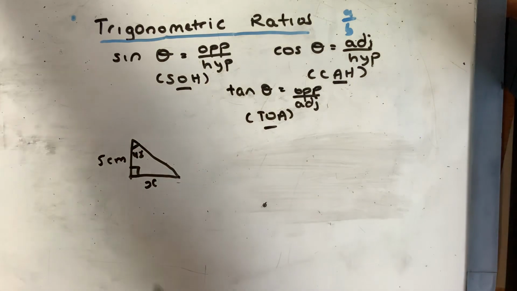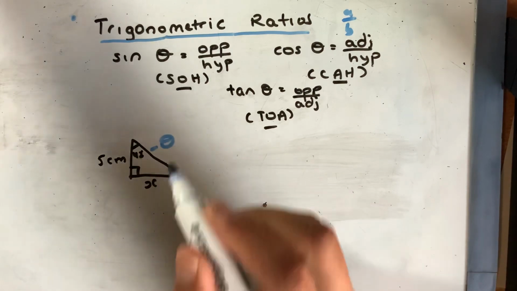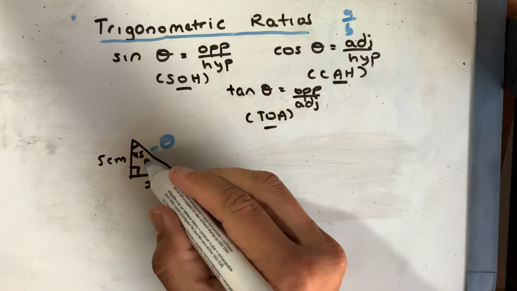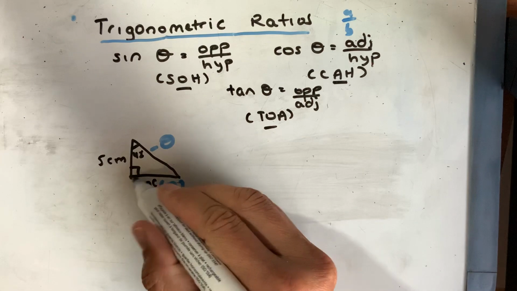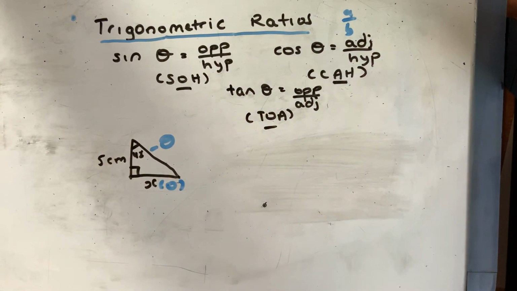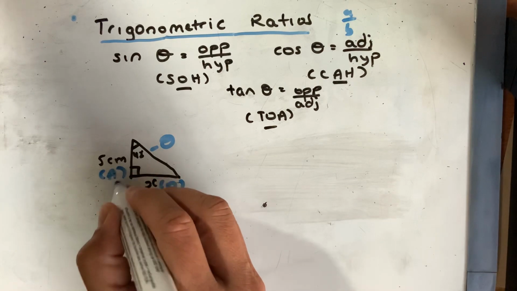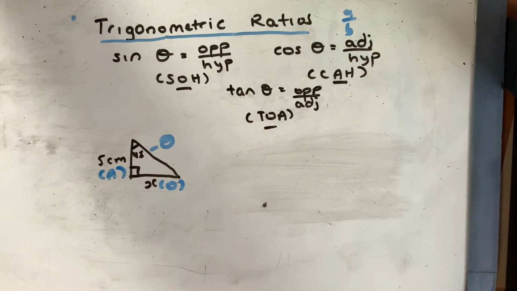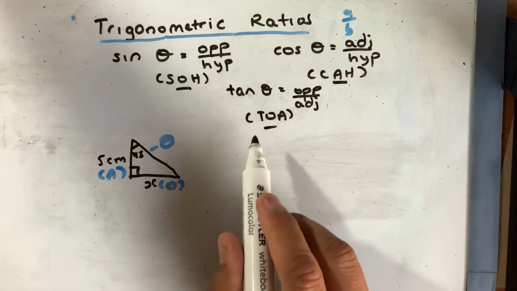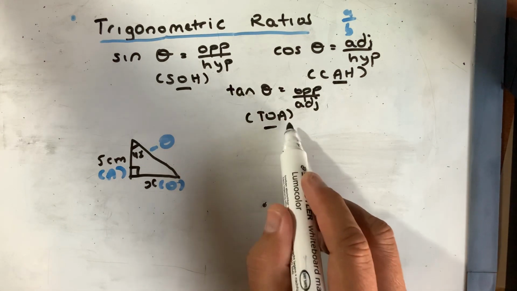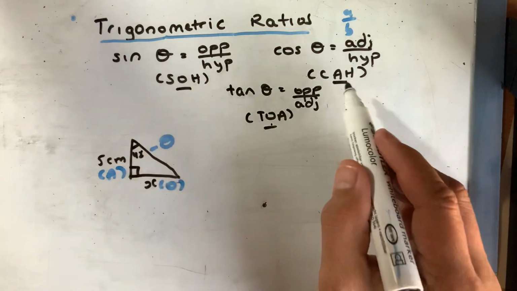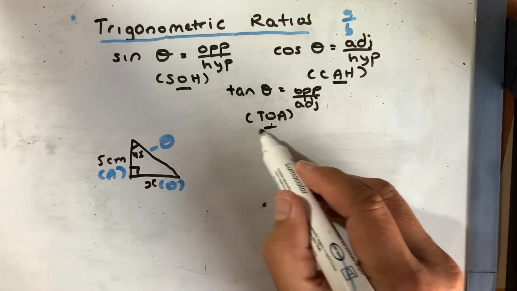To label them, again, the 42 degrees is your theta. Your x is opposite because that length is opposite of that angle, and your 5 has to be A because it's next to the angle, and that's why now you have O and A. So O and A, you have to use this formula. There's O and A here, O and H, A and H. So in this case, you can only use TOA.